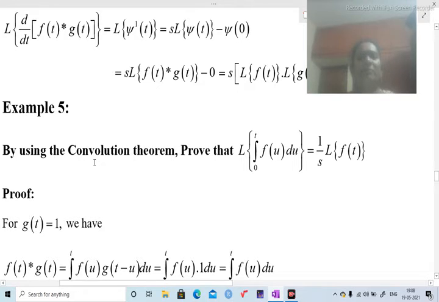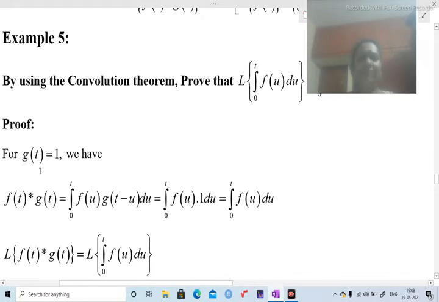Next question. By using convolution theorem, prove that L of integration 0 to t f of u du equals 1 by s into L of f of t. Here I am taking g of t equal to 1. Then by using the definition of convolution, f of t star g of t equals integration 0 to t f of u g of t minus u du. Here g of t equal to 1 means g of t minus u is also equal to 1 only.